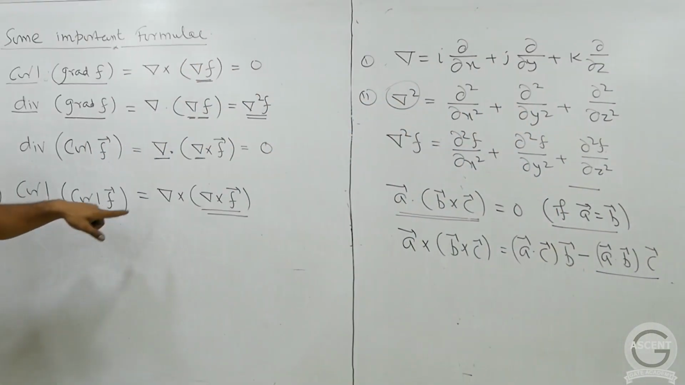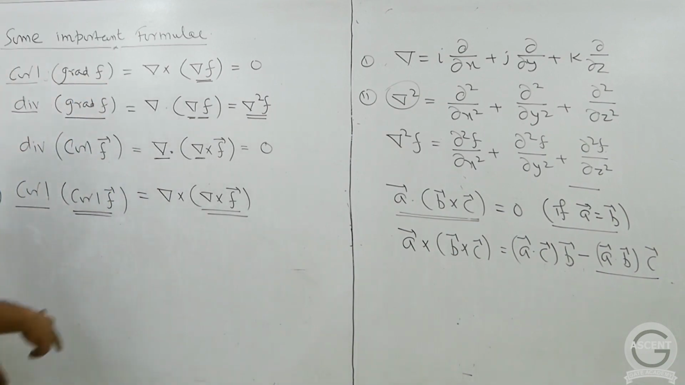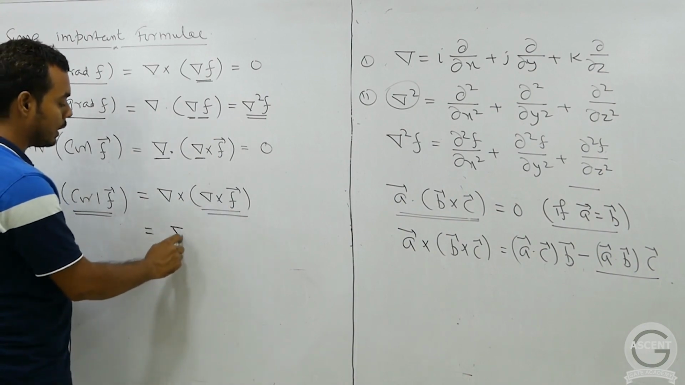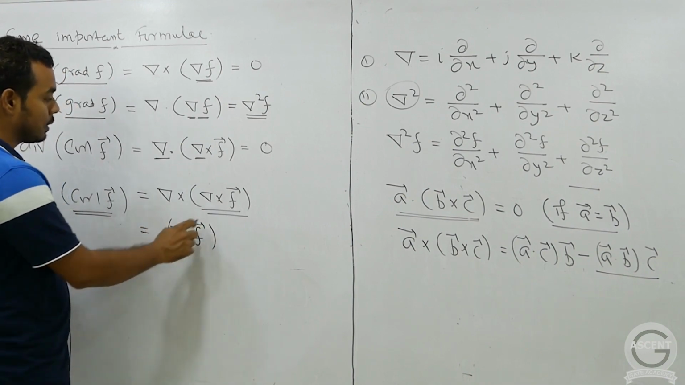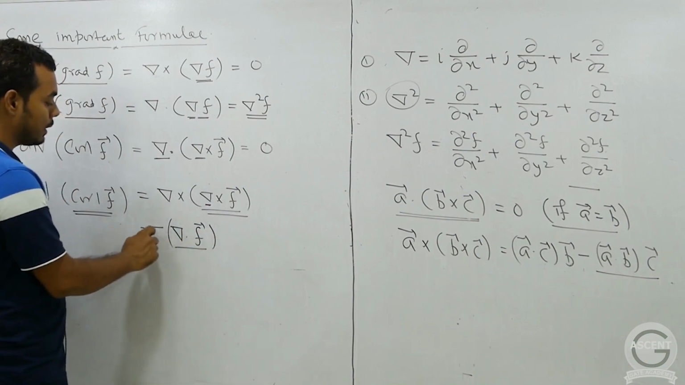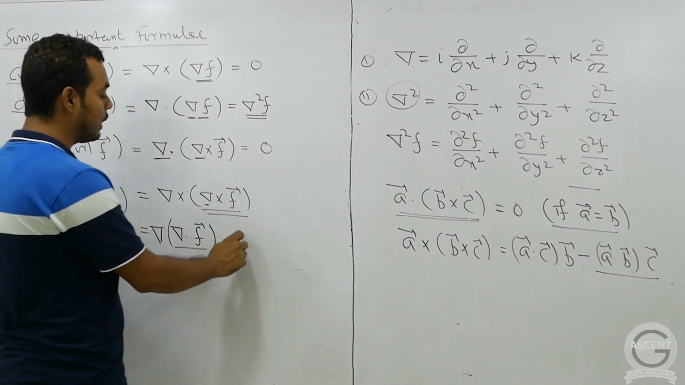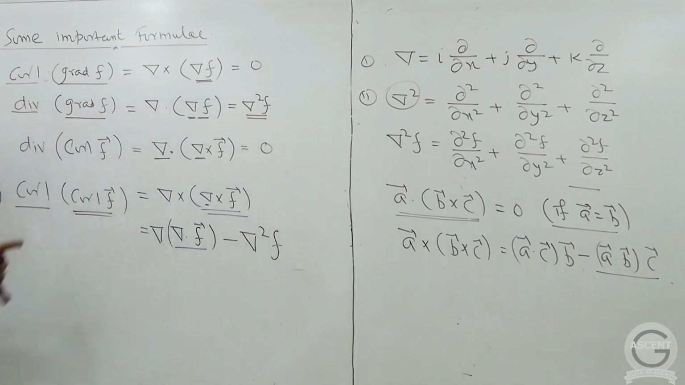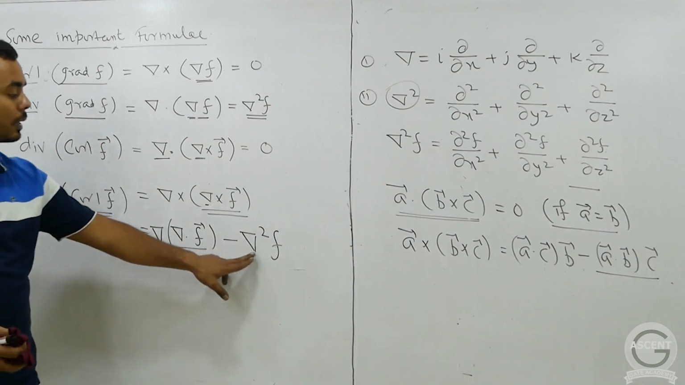So curl of curl of f will be del cross del cross f. Now here we need to apply the formula of vector triple product. So this will be 1 dot 3, so del dot f, this will give us divergence of f. Now since this del is an operator, there is no point of writing this del after this function, so we'll write this del here, minus dot product of first two, so dot product of del dot del, this will give us del square f. So this will be the formula for curl of curl of f. This will be gradient of divergence of f minus del square f.